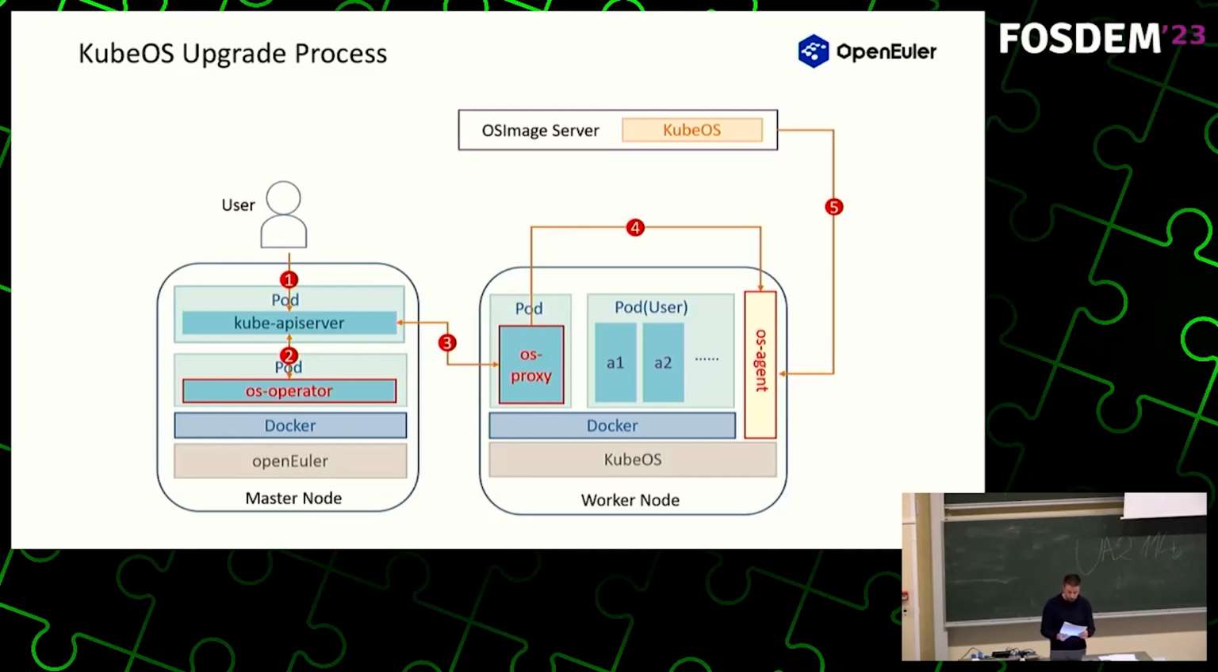Then the proxy checks to see if the current node is marked as an upgrade node, locks the node to expel the pods, and retrieves the OS information from the cluster before sending it to the OS agent. After receiving the message, the agent will download the upgraded package from the address specified by the user, complete the upgrade, and restart. After restarting, the proxy will detect that the node OS version has reached the expected version and will unlock the node and remove the upgrade label of the node. So this is the complete upgrade process.